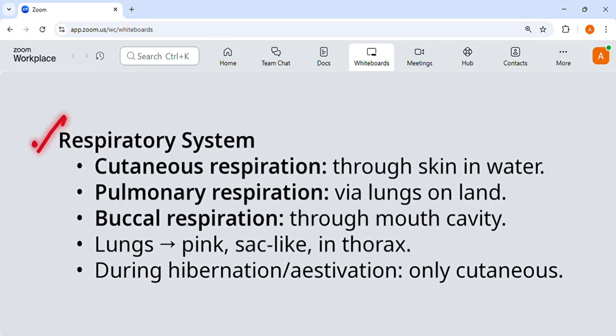Now let's see the respiratory system. It happens in three ways: cutaneous, through the skin. Cutaneous respiration happens when they are in water. That's why they have the mucus glands. Through skin in water. Pulmonary is associated with lungs.